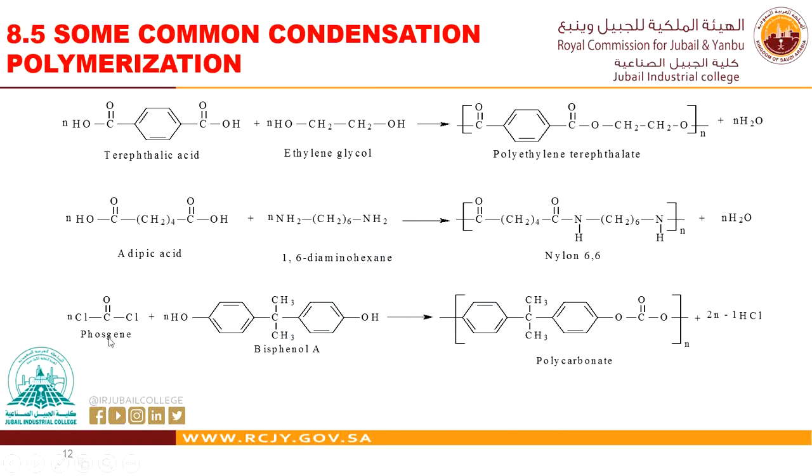For example, in Saudi Kayan, they use diphenyl carbonate, which is safer than phosgene. But if you use phosgene, the byproduct is HCl. HCl is an acid. You can easily remove it from the product. But when you use diphenyl carbonate, you end up with phenol, which is very difficult to remove. In most cases, you need high vacuum to remove phenol from the product. So these are the three major common condensation polymers.